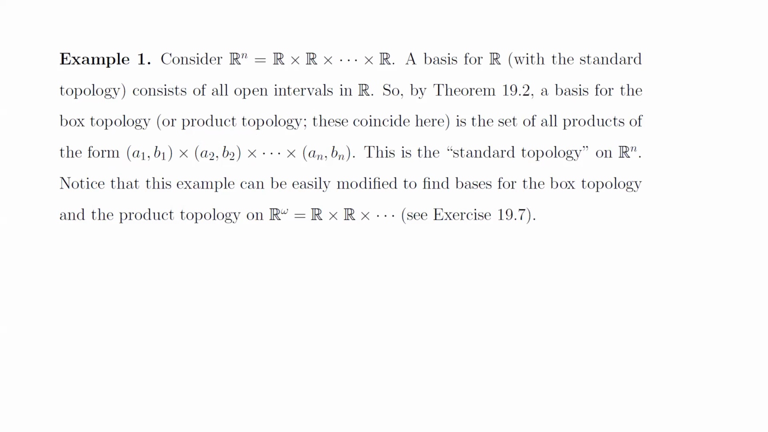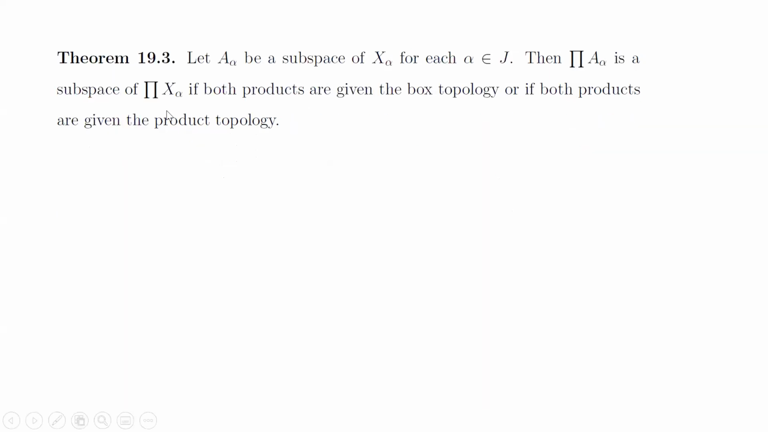Oh, it's theorem 19.3. Let A alpha be a subspace of X alpha for each alpha in J. Then the product of A alpha is a subspace of the product of X alpha if both products are given the box topology or if both products are given the product topology. So there are two things to prove, but they're very similar, so you can just prove any one, for example the box or the product.